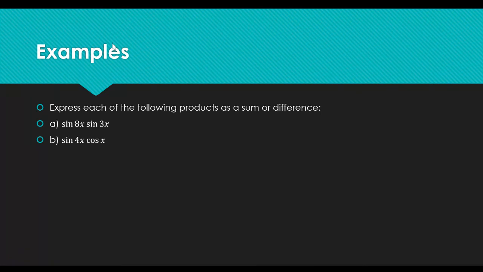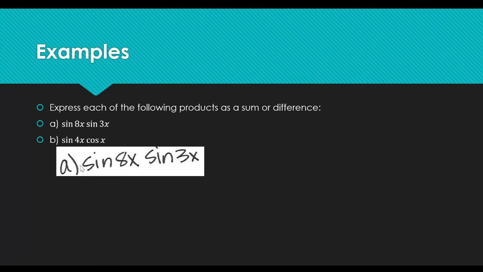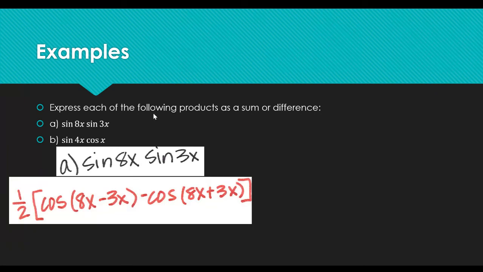So what are we doing with these? You're going to have things that are being multiplied, and it's going to say express each of the following products as a sum or difference. So letter A, we have sine of 8x times sine of 3x. So we're going to use that sine times sine formula and just plug in. So there's a 1/2 out front, and then you do cosine of the first thing minus the second thing, minus cosine of the first thing plus the second thing. Just plug that in. And then we simplify.